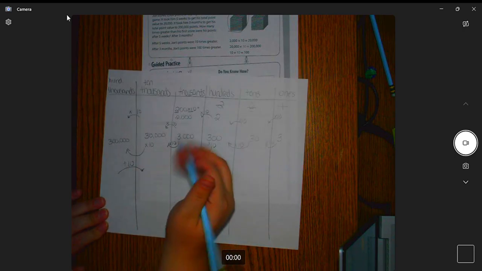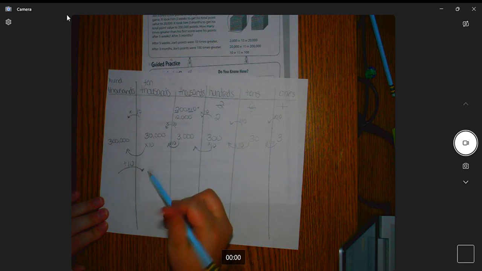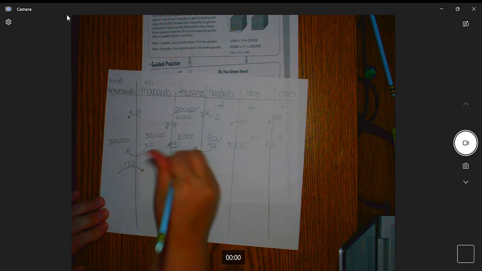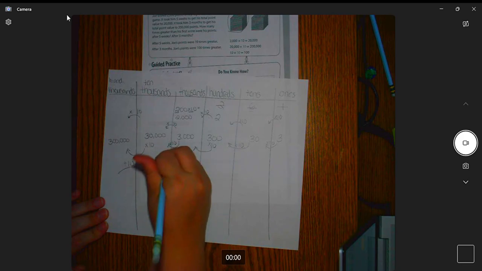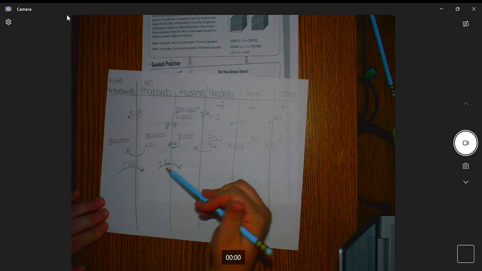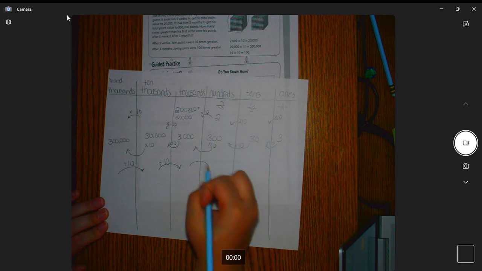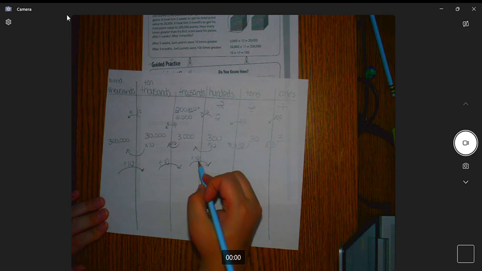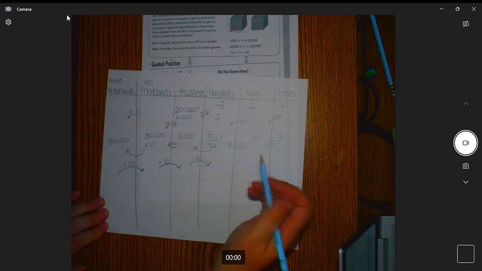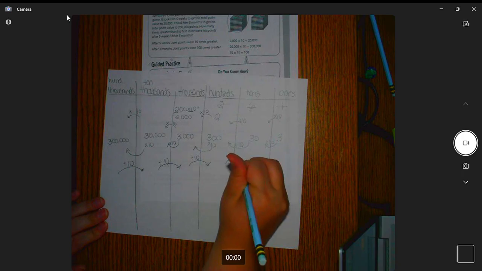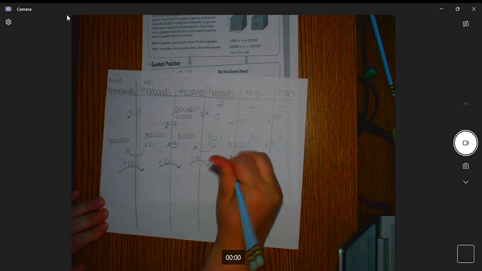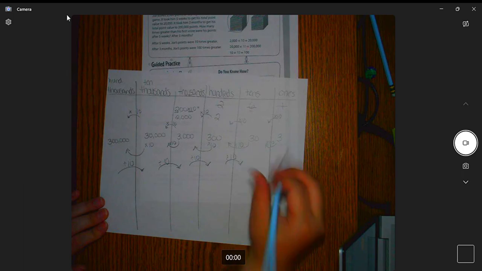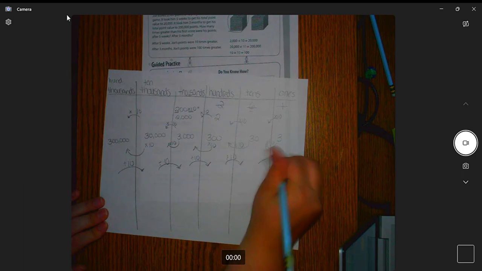So 300,000 divided by 10 is 30,000. 30,000 divided by 10, 3,000. 3,000 divided by 10 is 300. You help me. What's 300 divided by 10? Right, it's 30. And then 30 divided by 10 is 3. So I'm dividing by 10.